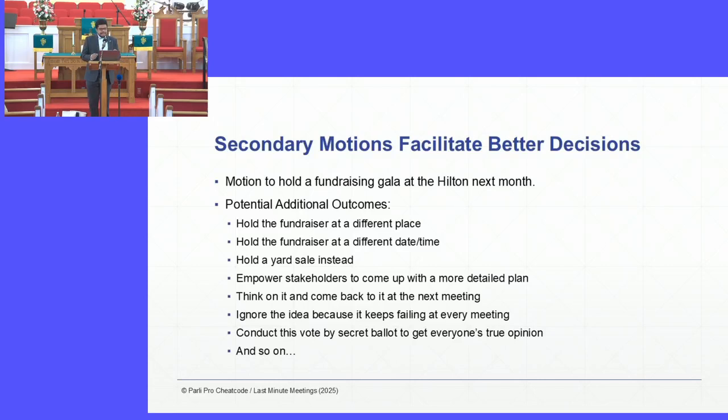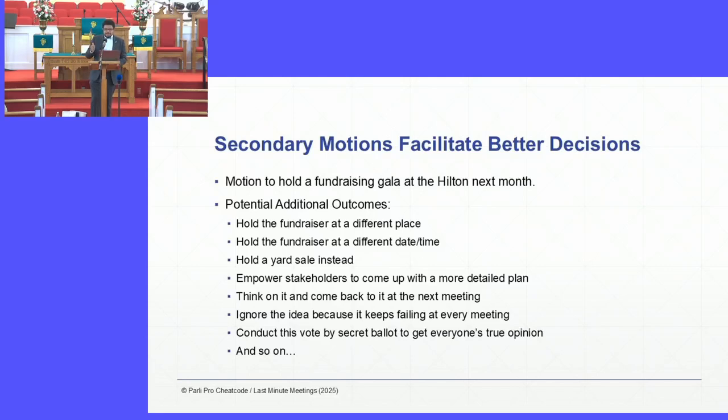Maybe you want to hold it at a different place or a different time. Or maybe you want to hold a yard sale instead of a fundraising gala. Or maybe we need a more detailed plan. Or we want to think on it and come back to the next meeting. Or maybe we need to ignore this idea because it keeps coming up every single meeting and we keep voting it down, right? Or maybe we need to conduct this vote by secret ballot to get everyone's true opinion on it. The secondary motions help you do that, right?